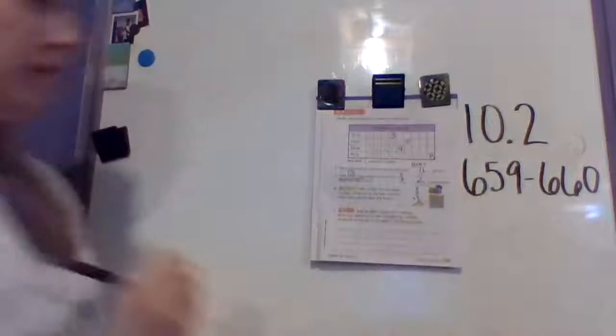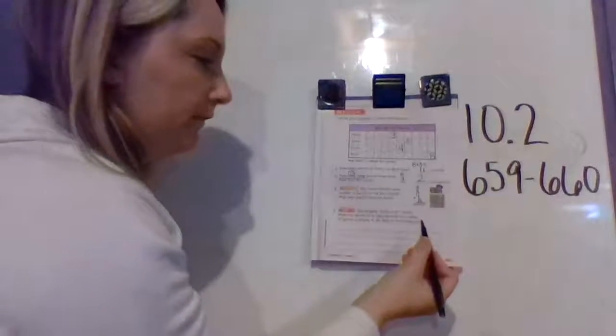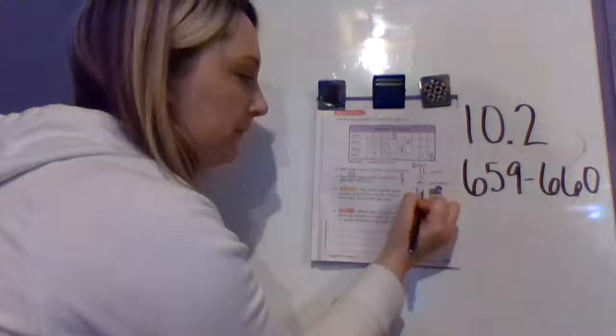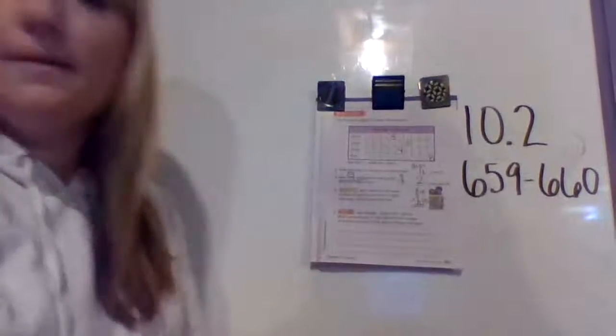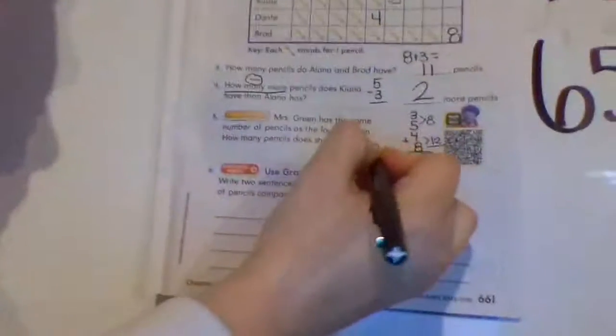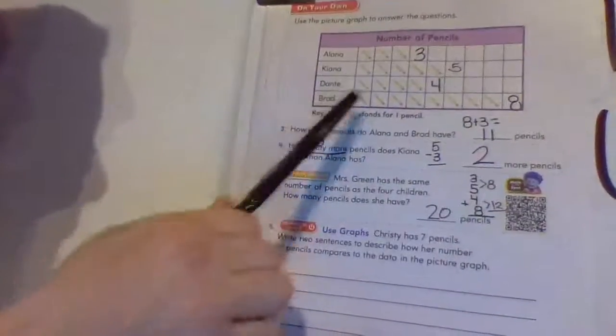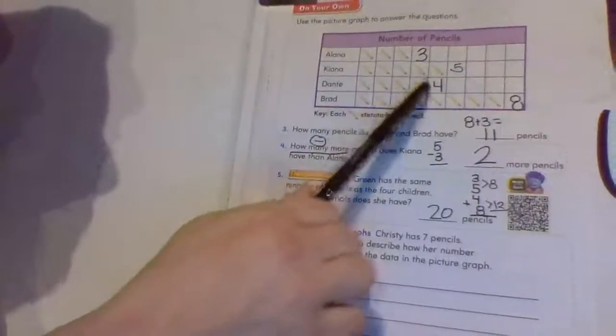And when I add those all together, I'm going to add these two up first. So 3 plus 5 equals 8. And 4 plus 8 equals 12. When I add up 8 plus 12, what do I get? I get 20. So Mrs. Green had a total of 20 pencils because she had the same amount as these. The other thing you could do is you could actually just count the pictures up in the picture graph. 1, 2, 3, 4, 5, 6, 7, 8, 9, 10, 11, 12, 13, 14, 15, 16, 17, 18, 19, 20. So Mrs. Green had that same amount.